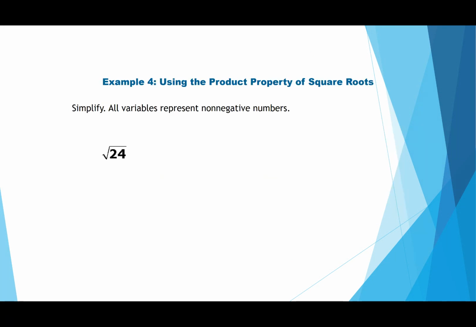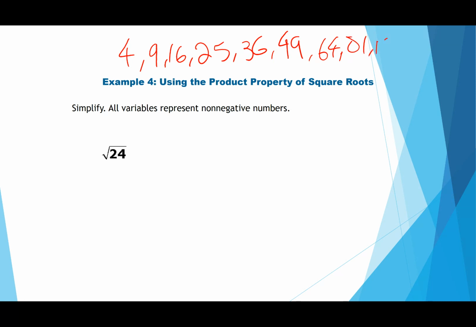All right, so let's try simplifying the square root of 24. Now here's the thing about the square root of 24: it's not a perfect square. Remember the list that we made earlier? Hopefully you wrote it down. These perfect squares, if you ever had them inside the radical, they simplify nicely, right? I mean, that's why they're called perfect squares. 24 is not a perfect square.